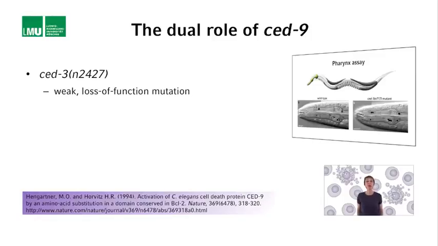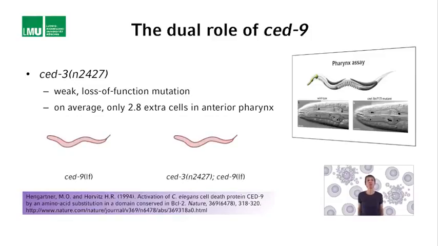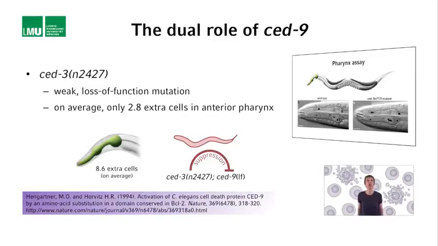In the pharynx assay, N2427 only causes on average 2.8 extra cells. However, N2427 suppresses apoptosis in SET9 loss of function mutants enough to cause these animals, which would normally die, instead to survive. Interestingly, in these rescued SET9 loss of function SET3 N2427 double mutant animals, there are on average 8.6 extra cells in the anterior pharynx. Think about that.